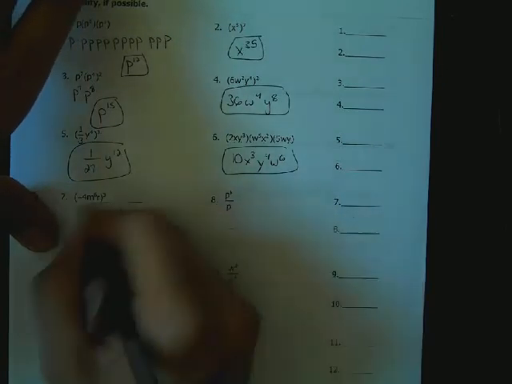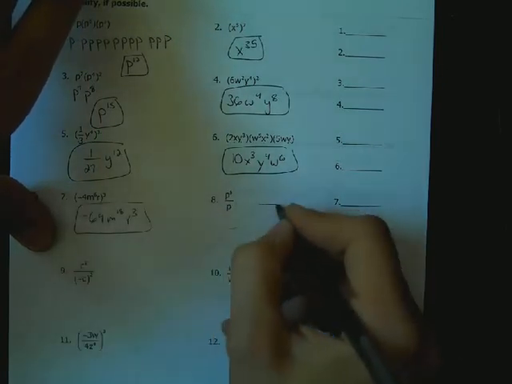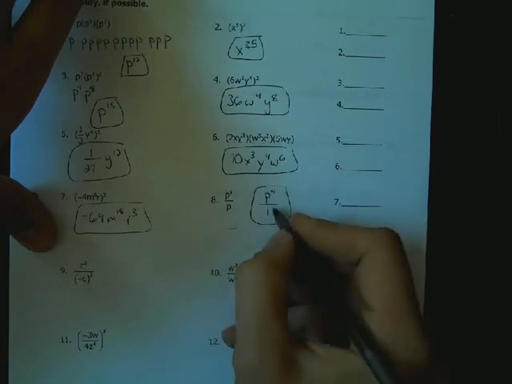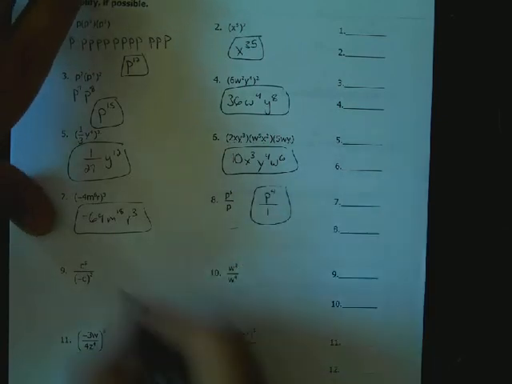On number 8, which side has more? The top has more p's. How many more? 4 more p's. You don't have to put it over 1 if you don't want to. You can just write p to the 4th on this one.